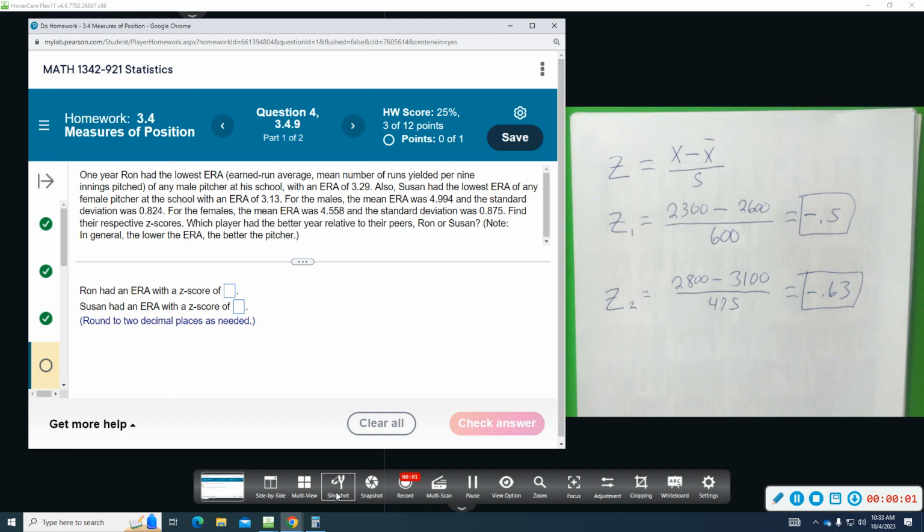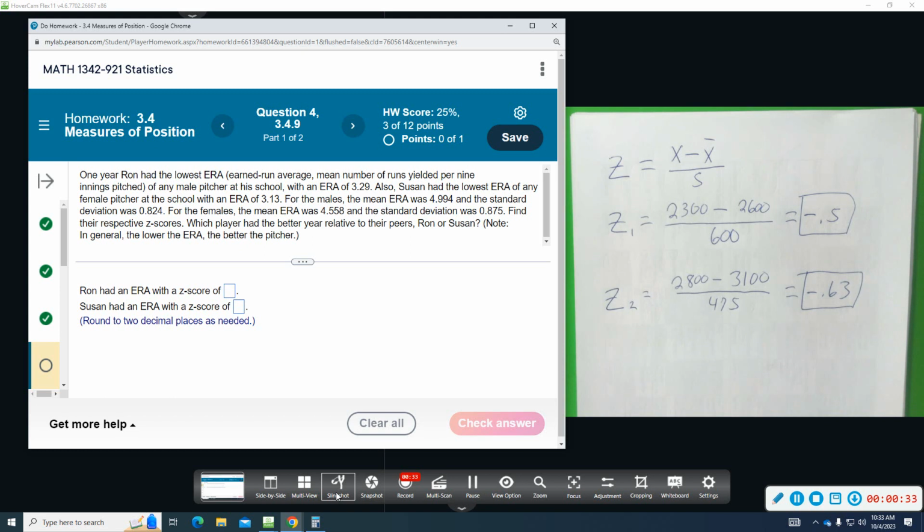Right, question 4, we have 2 parts. One year, Ron had the lowest ERA, earned run average, meaning runs yielded per 9 innings pitched, of any male pitcher at his school, with an ERA of 3.29. Also, Susan had the lowest ERA of any female pitcher at the school, with an ERA of 3.13.